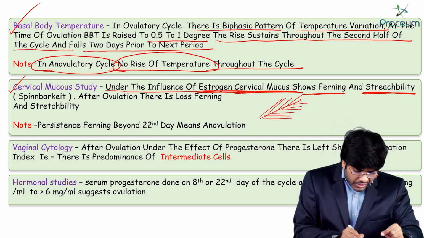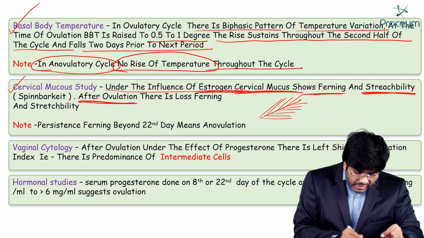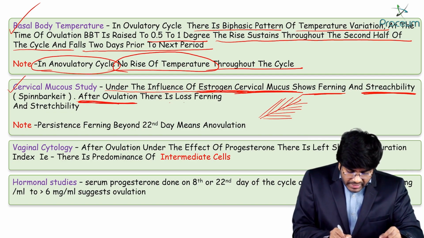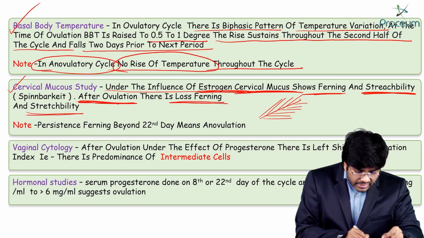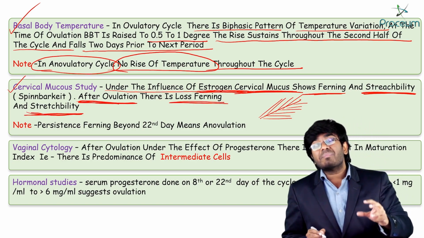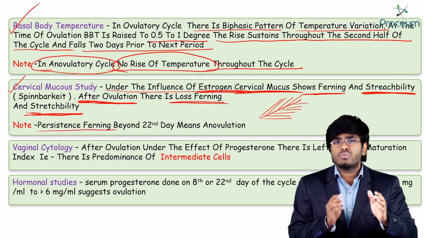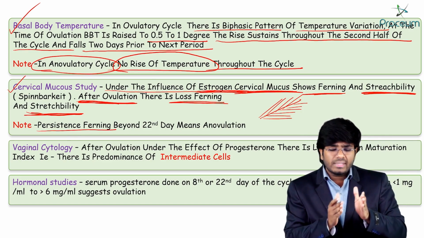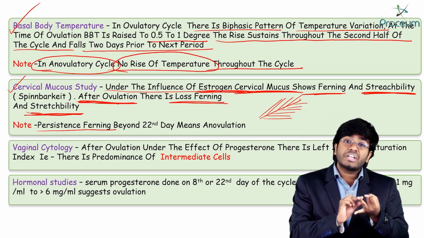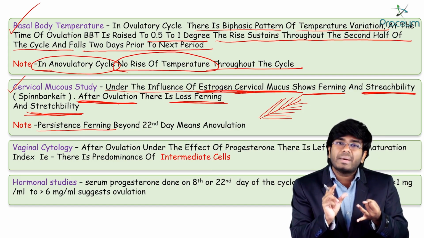But during or after ovulation, because of high amounts of progesterone, this ferning is lost and stretchability is also lost. The cervical mucus becomes thick. So persistence of ferning, guys, usually under the influence of progesterone, this ferning should be lost, and the stretchability is known as spinnbarkeit.